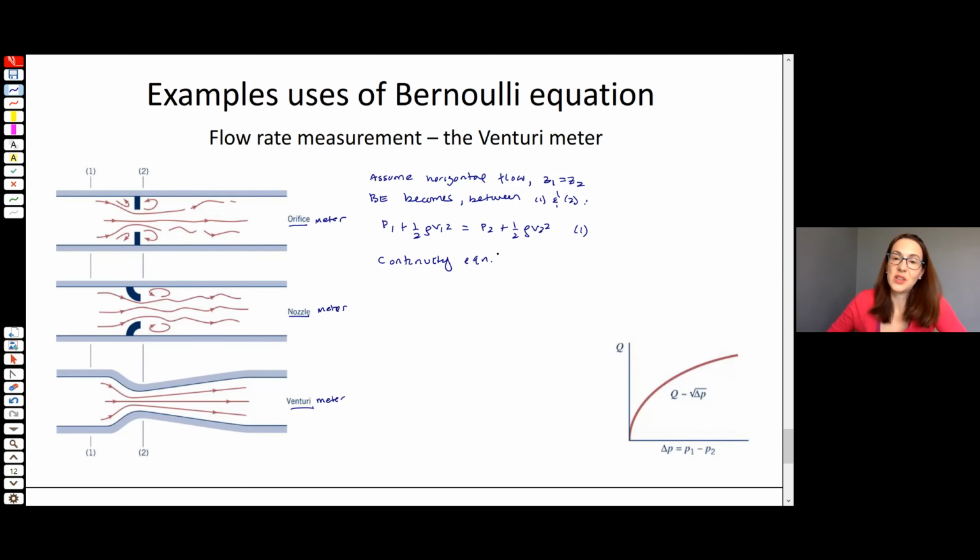So with the Bernoulli equation in general, we've got 6 unknowns, right? We've got P1, P2, V1, V2, Z1, Z2. And so if you know any 5 of those, you can solve for your 6th unknown. Now we can add in the continuity equation, and we've got 1 more equation, but no more unknowns. So now we just need to know 4 of those items to be able to solve for one missing one. So writing down the continuity equation, this applies to all 3 of these meter types. Q is equal to A1 V1 is equal to A2 V2. Call that equation 2.